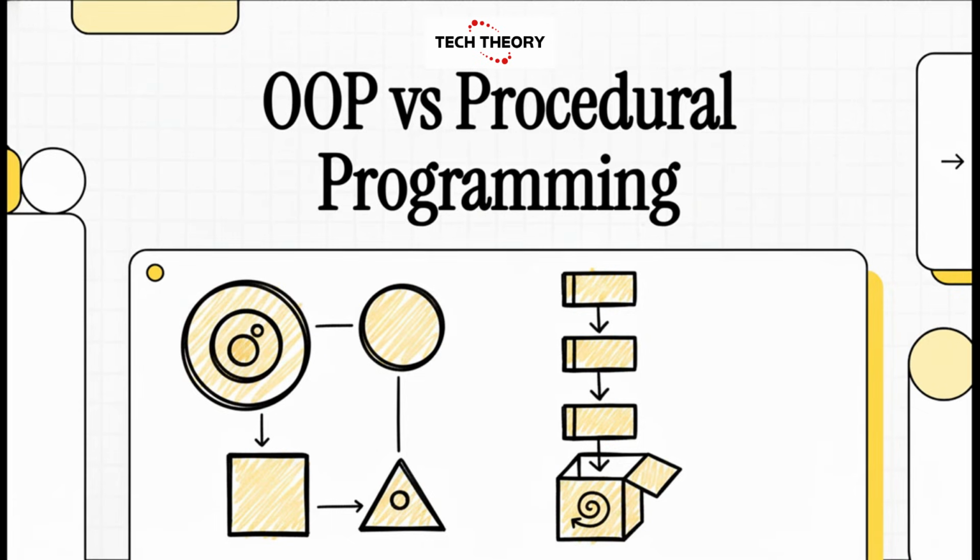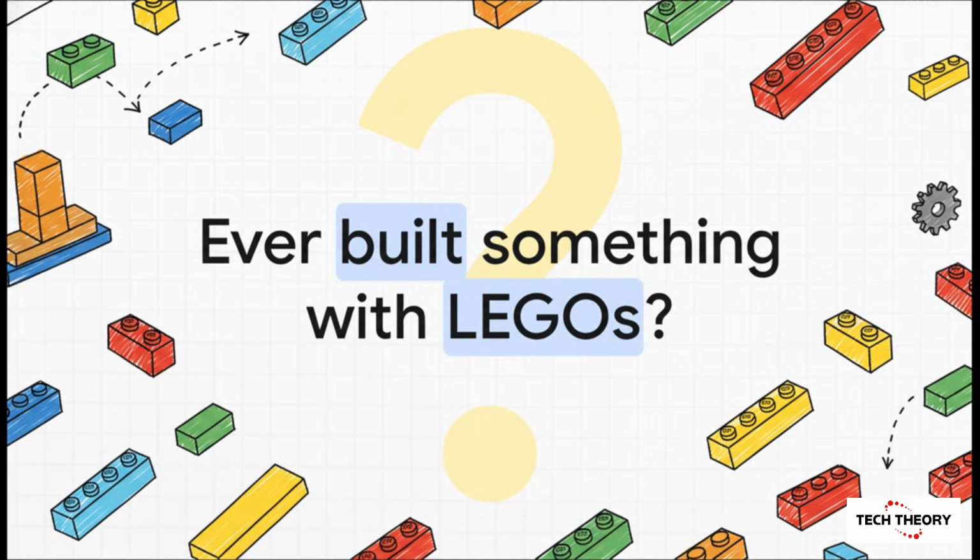All right, let's talk about two of the biggest ideas in coding, procedural and object-oriented programming. You can think of them as two completely different philosophies for how you tell a computer what to do. To really get our heads around this, let's start with something we've all done. Have you ever built something with Legos? I mean, of course you have.